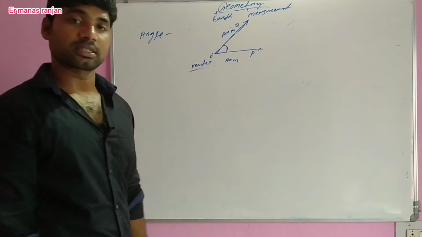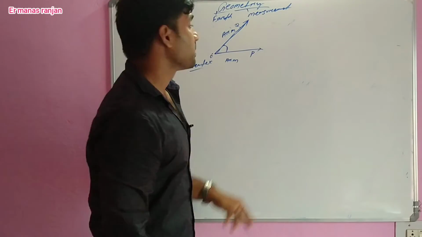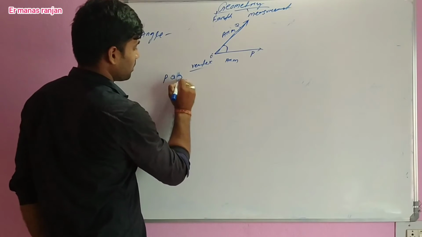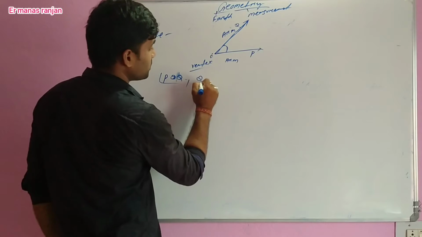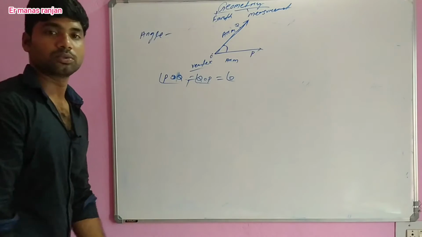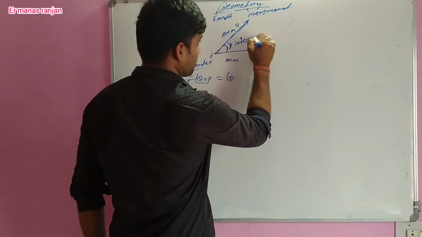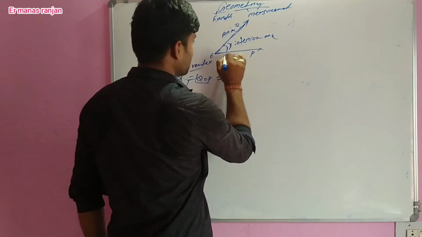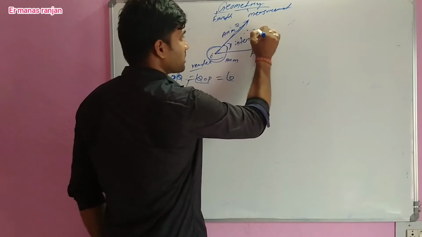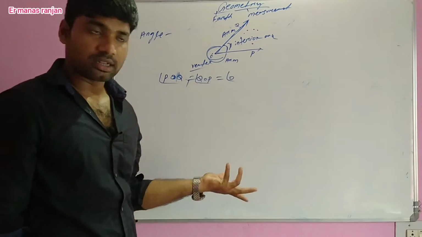Angle POQ may be denoted as angle POQ, or angle QOP, or only angle O. Understood? This is called the interior of the angle, and these are exterior regions. Any point inside the angle is an interior point. Any point outside the angle is called an exterior point.